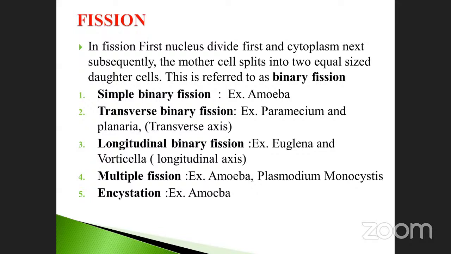It is also along the longitudinal axis. This is the parent and it divides along the longitudinal axis. As a result, you will get two daughter cells.